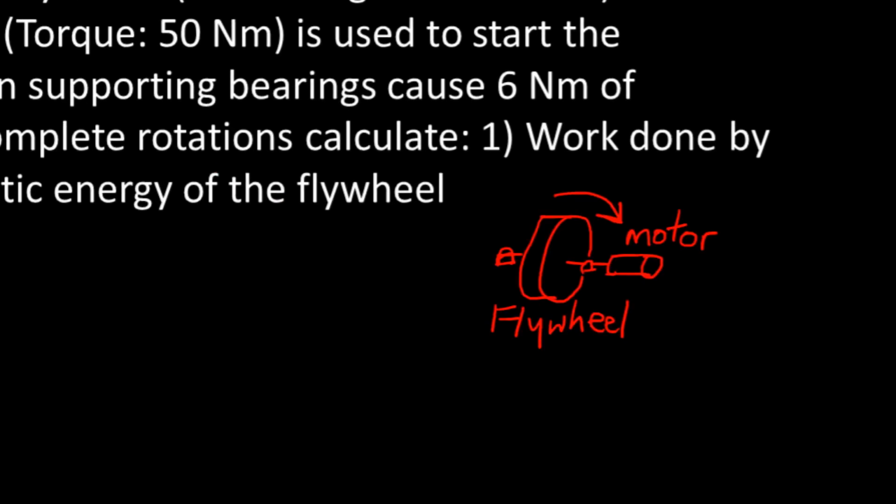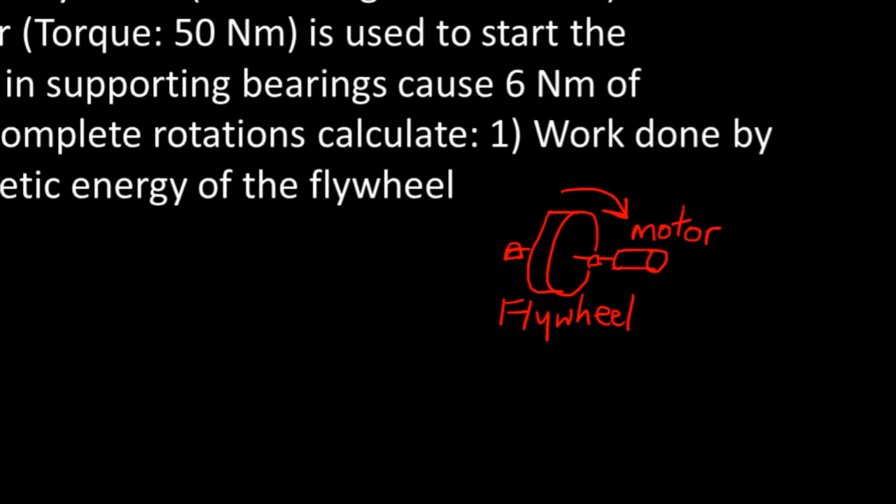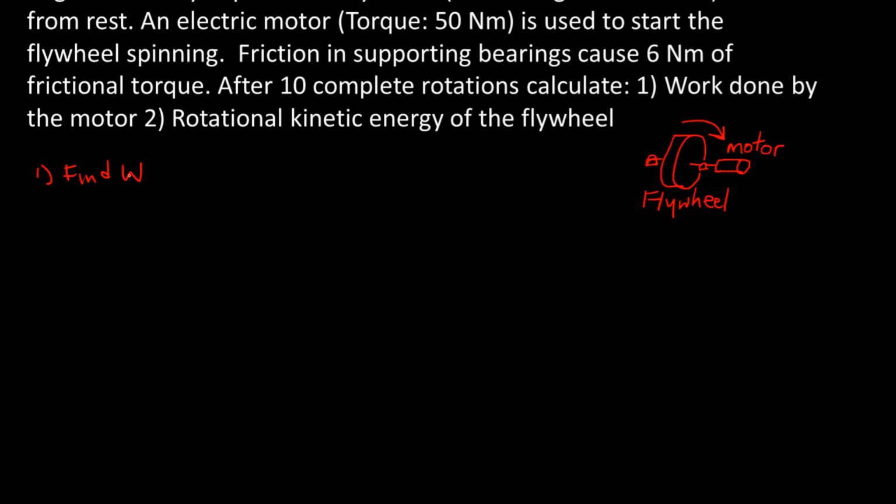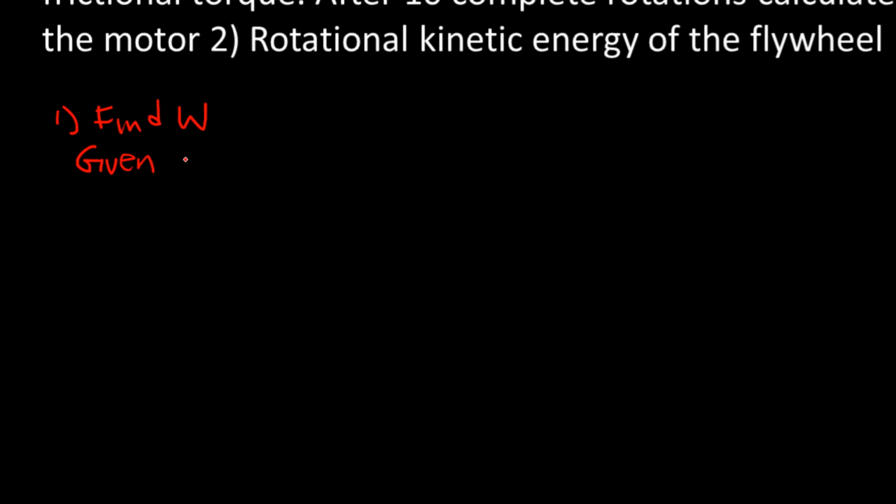So in number 1, we want to find the work done by the motor. We are given that the torque of the motor is 50 Newton meters. And remember, that's not the same as joules, because our newtons and our meters are at right angles. So that's Newton meters, a measure of torque. And our theta is 10 revolutions. If we want to convert that to radians, we'll have to multiply that by 2 pi. Remember, 2 pi in every full rotation.